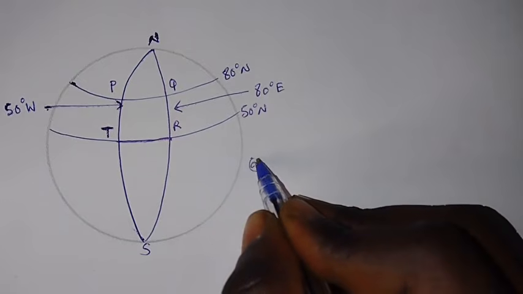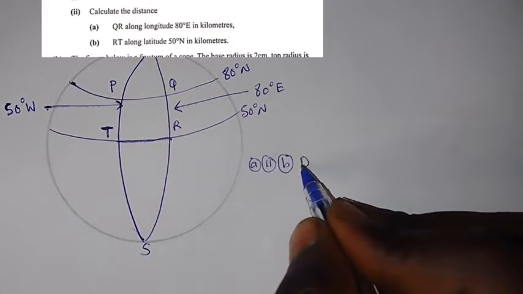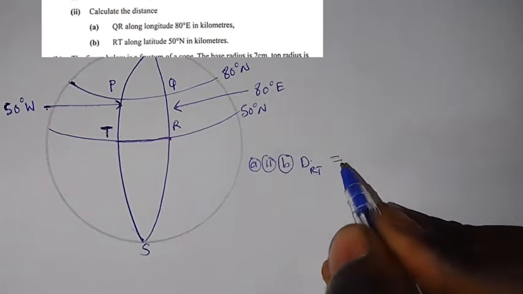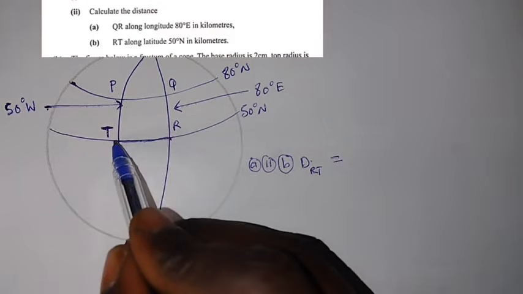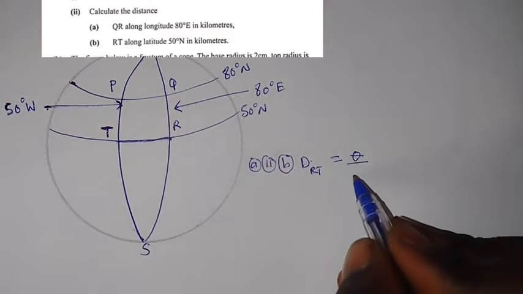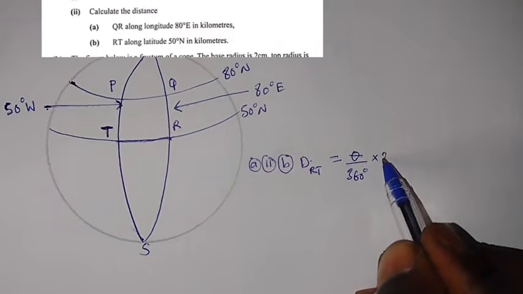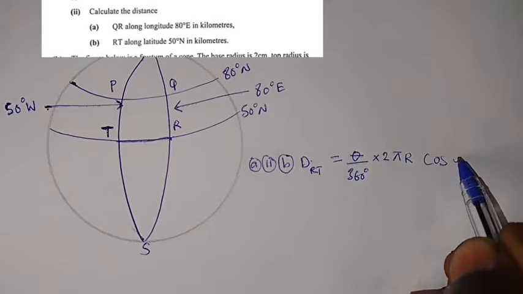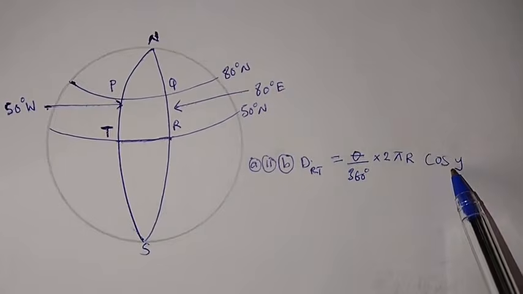Okay, so our formula, this is question A2B. We say distance along line RT is equal to... because it's the distance along the line of latitude, R to T. So this is our formula that we can use. We can say theta divided by 360 degrees times 2 pi R cos y. Because this is the distance along the line of latitude, you need to put this cos.